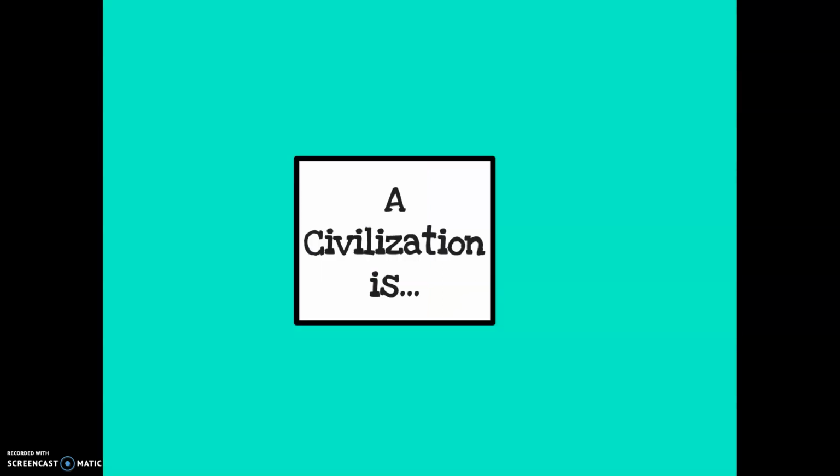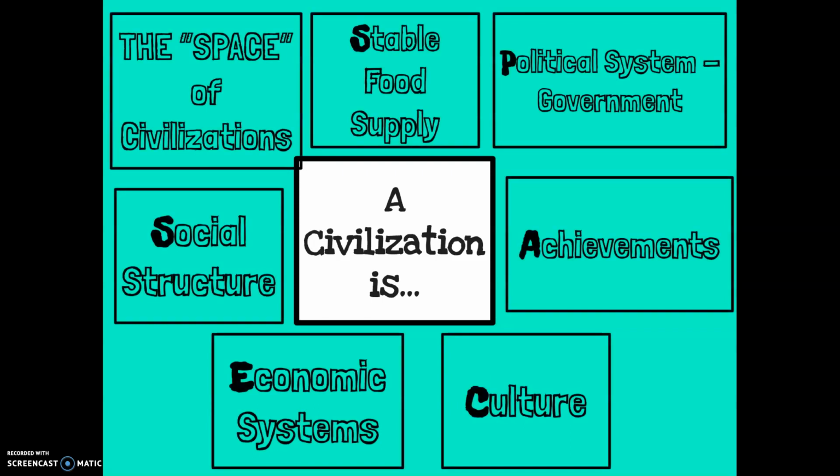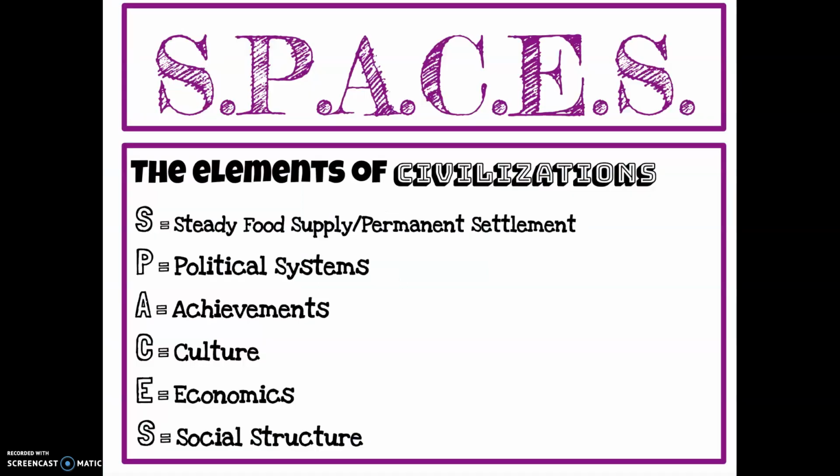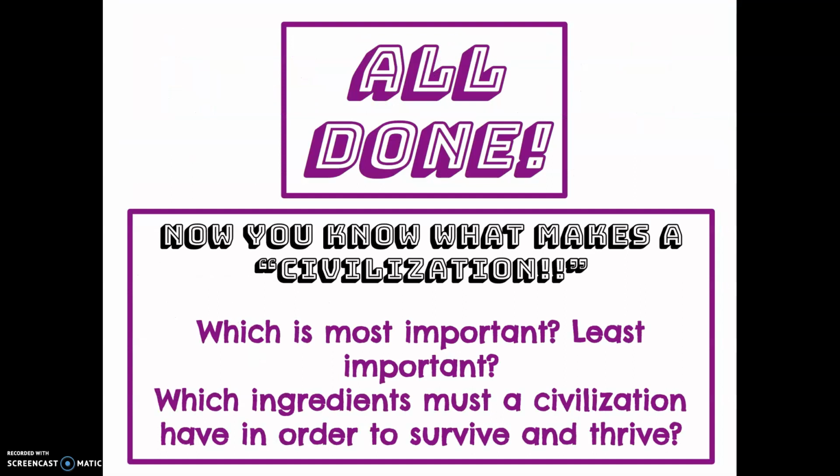So a civilization is many things. It is the space or the geography of where it is, a stable food supply, political systems, achievements, culture, economic systems, and social structure. So here are all of the elements of your civilization. And that's it. Just really think about, we're going to have a discussion about what is most important when it comes to a civilization. What would be the least important? Which ingredients must a civilization have in order to survive and thrive? We will also get into how civilizations did not make it and why.